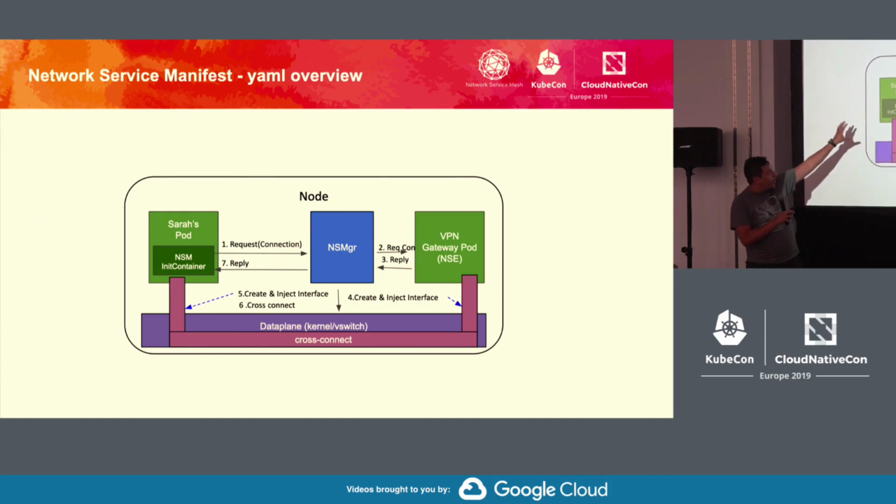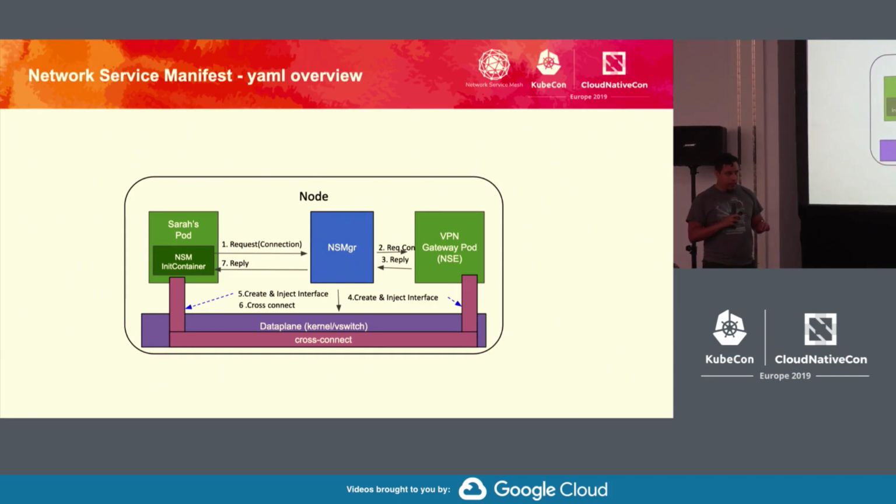In that request connection, we also include information like how do I want to connect to this thing? It turns out that there's more than one way. You can use more than just kernel interfaces to connect to a network. You also have things like memif and vhost user, and these are kernel bypass mechanisms, ways to get to your data plane very, very quickly without incurring the cost of the kernel.